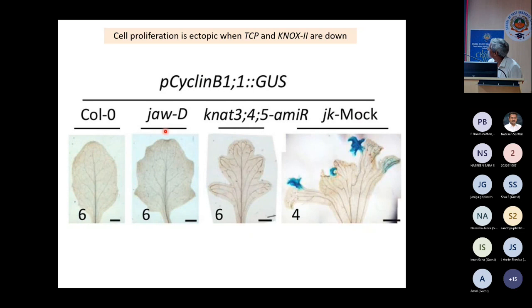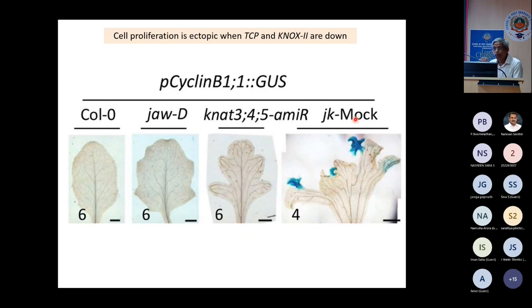Only TCP downregulated, it is not expressed. Only NOX2 downregulated, it is not expressed. But when both types of genes are down, the leaf keeps branching and cyclin keeps coming again and again. After some time, it will disappear. And when another branch comes, it appears again and then disappears. So whenever a new branch comes, a cyclin gene is appearing.